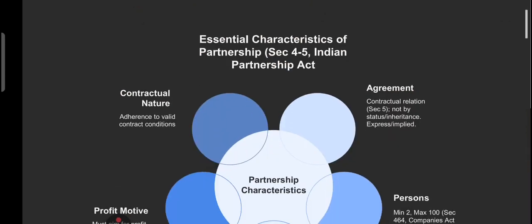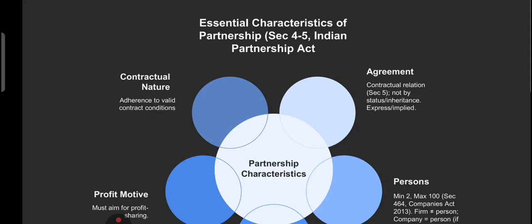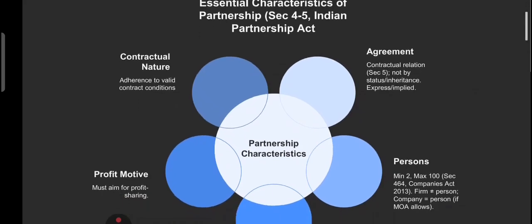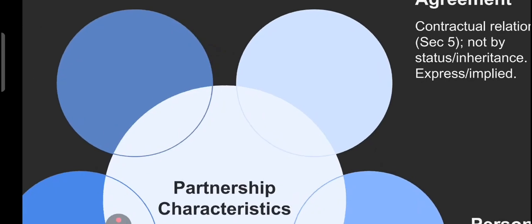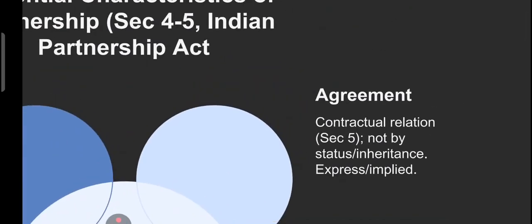So at the center of every partnership lies an agreement. What is an agreement? An agreement is a contractual relationship between two or more persons. It is important to note that this relationship must arise from a contract, not from status or inheritance. The agreement can be expressed or implied.